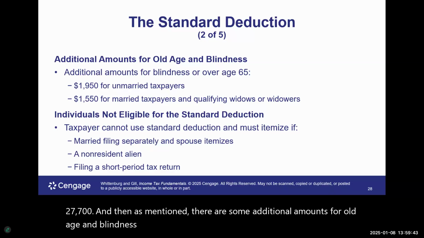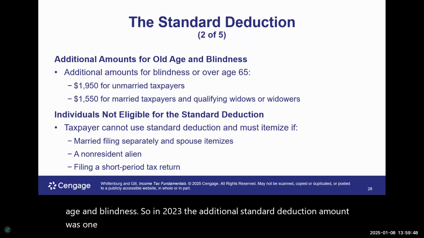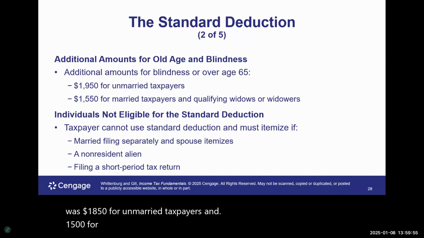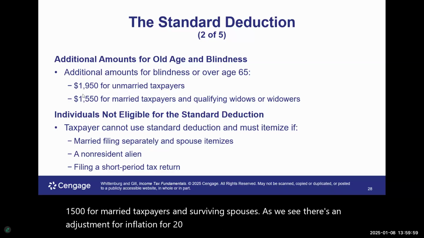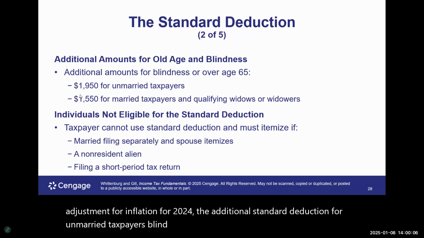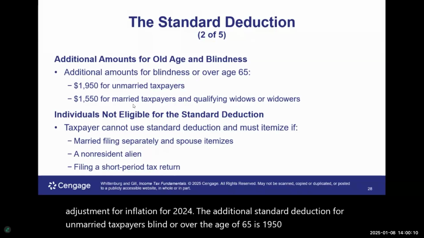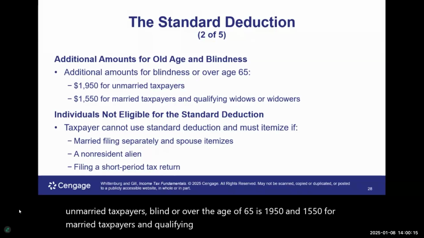So in 2023, the additional standard deduction amount was $1,850 for unmarried taxpayers and $1,500 for married taxpayers and surviving spouses. As we see, there's an adjustment for inflation for 2024. The additional standard deduction for unmarried taxpayers who are blind or over the age of 65 is $1,950 and $1,550 for married taxpayers and qualifying widows or widowers.